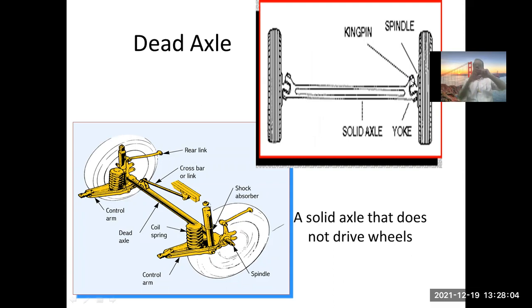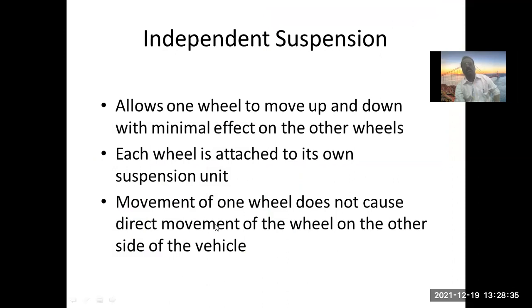Now the wheel is going to move like this. Correct? So this is your wheel, connected over here. And here you have the kingpin. So around the kingpin axis, the wheel is going to move like this, as well as it can be moving like this as and when it goes up or down. Okay, so that is how we have a dead axle, and it allows one wheel to move up and down with minimum effect on the other wheel.